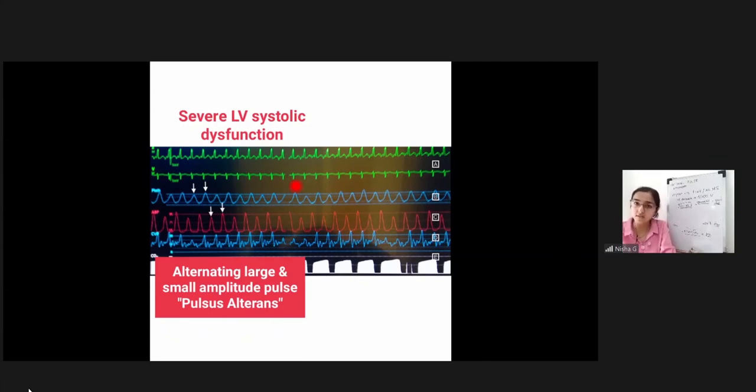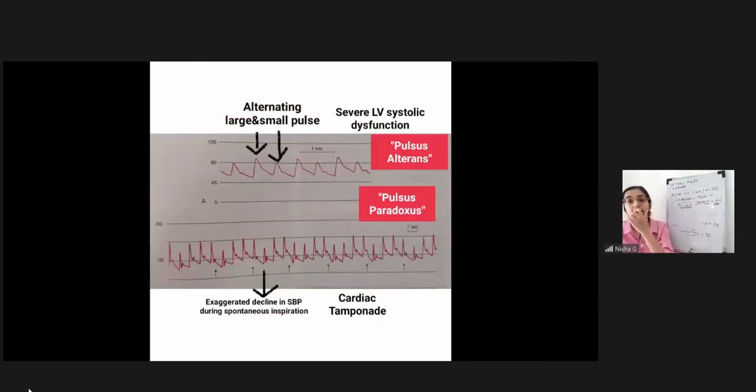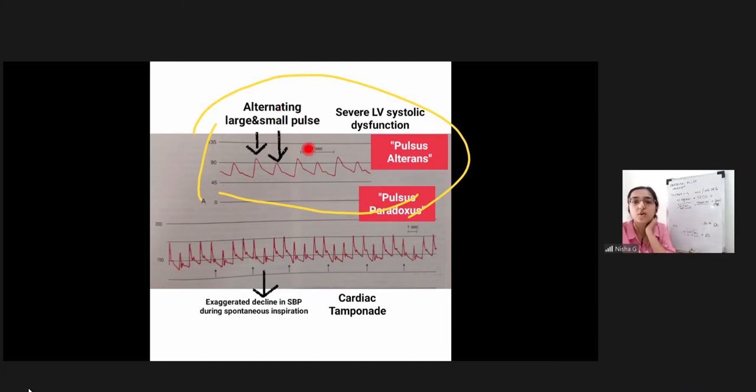Pulsus alternans means severe left ventricular systolic dysfunction. There's a problem in the systole of the patient, a very severe problem. That's why the peaks are going up and down, up and down. The same pulsus alternans which I showed you, you can see in this picture over here. These two arrows show you that the pulse peak is going up and down, turn by turn. So pulsus alternans is severe left ventricular systolic dysfunction.